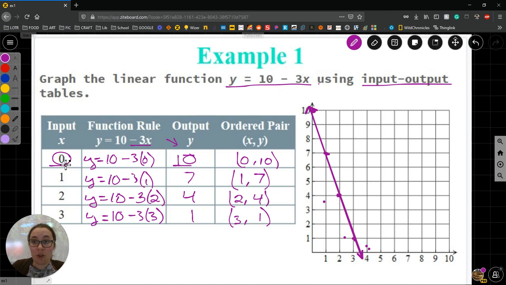And that, getting your y values, plotting your points, and putting a line through them, is one way to graph linear functions.